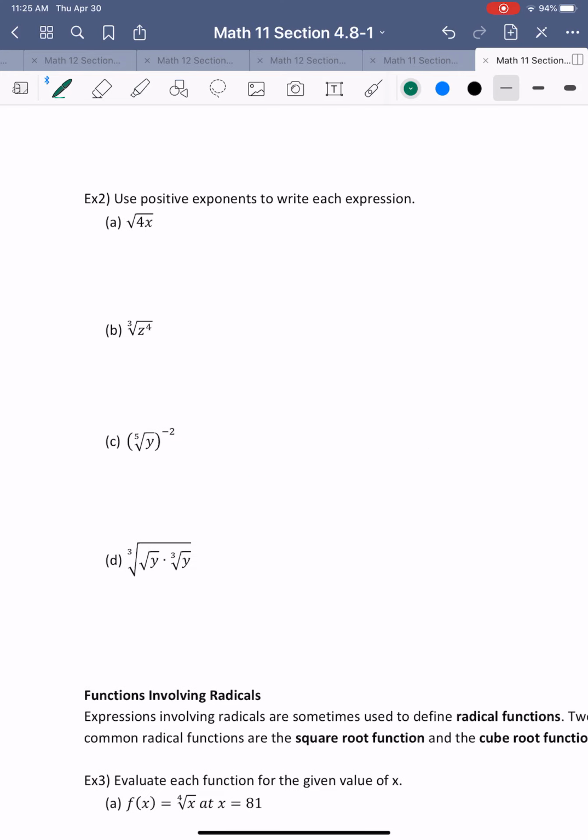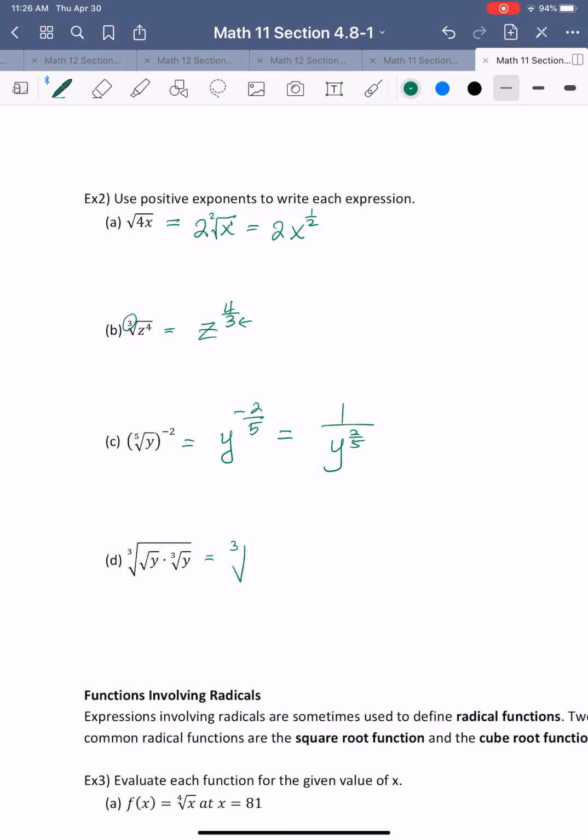All right, example 2. Now use the positive exponent to write each expression, okay? So when you simplify this, 4 becomes 2, but x stays in the root, and the root is 2 and the power is 1, so x to the 1/2. So you can write this. And for this one, z to the 4/3. Always the roots come in the denominator, okay? And this one is going to be y to the -2/5, which, if you want to change to positive, is 1/y to the 2/5 power.